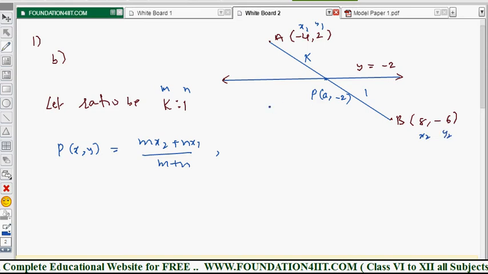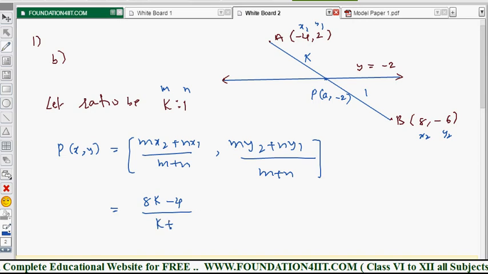Instead of getting confused, just write and substitute in this formula: (my2 + ny1) by (m + n). So in this you can substitute. Here m is k and n is 1, and x1 y1 and x2 y2 are the points. Then this becomes (8k minus 4) by (k plus 1) and (minus 6k plus 2) by (k plus 1), and the point is a comma minus 2.